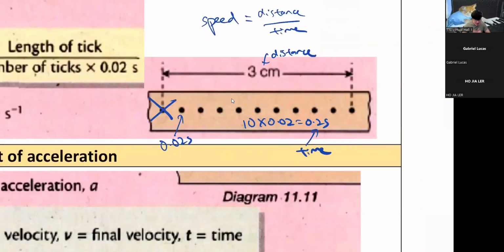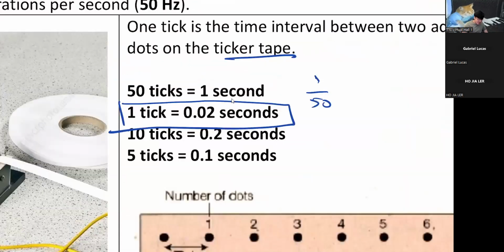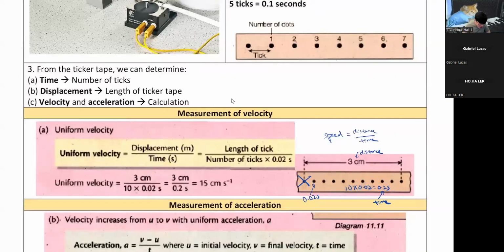It's just that now they already give you this, and you just want to find out the time and then find the speed. Easy peasy, seriously. Usually if they give you 5 dots, it's 0.1 second, because 5 times 0.02. If they give you 10, then it's 0.2. It's either of these, either 10 or 5. So now velocity is very easy.